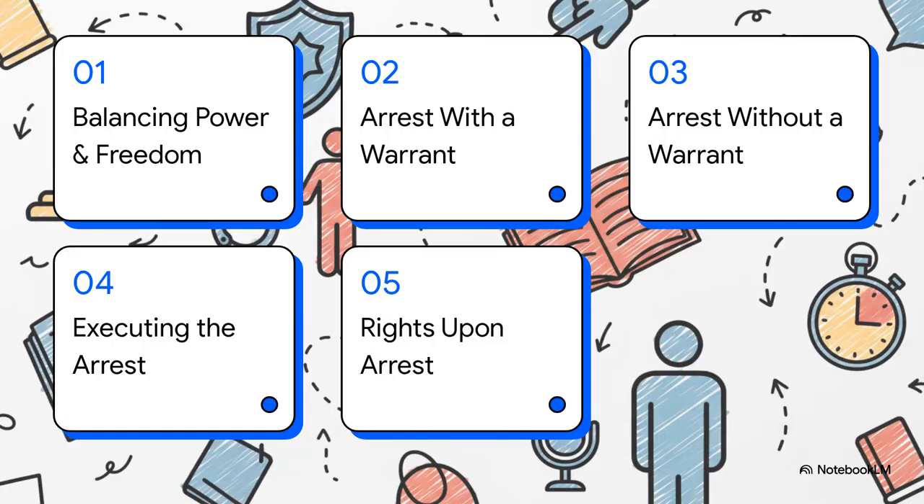So here's our roadmap for today. We'll start with balancing power and freedom, then compare arrests with and without a warrant. From there, we'll look at the physical execution of the arrest and wrap up with your crucial rights upon arrest. This flow takes us all the way from the foundational philosophy of restraint right down to the critical charter rights that are triggered the very second you're taken into custody.